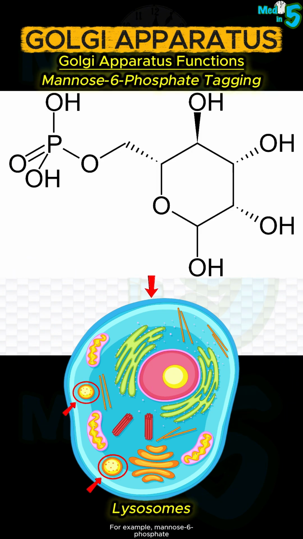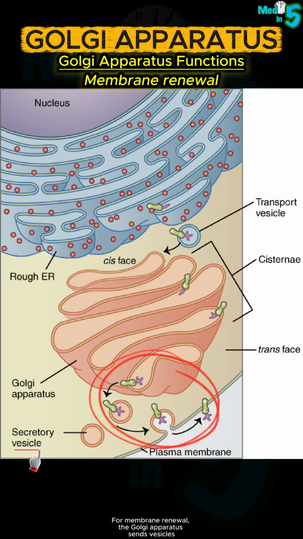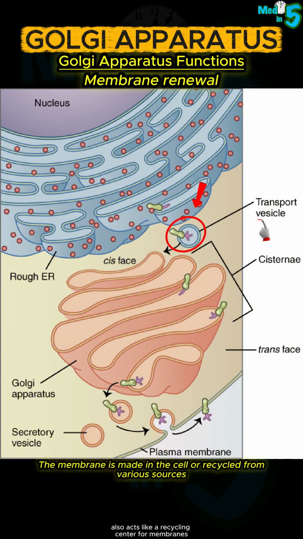For example, mannose 6-phosphate tagging directs enzymes to lysosomes. For membrane renewal, the Golgi apparatus sends vesicles carrying lipids and proteins to the plasma membrane, where they fuse and replace worn components. The Golgi also acts like a recycling center for membranes within the cell, taking back membrane material in vesicles and sending it out again.